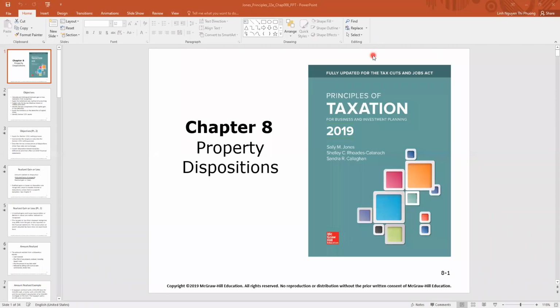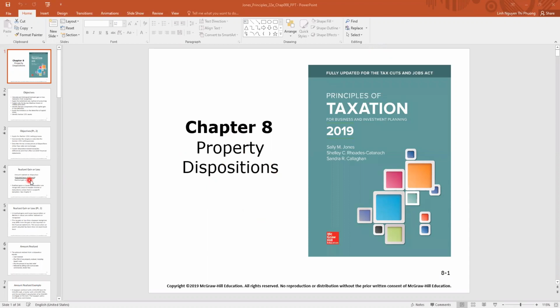Hello everyone. Today we're going to look at property dispositions. What happens when we sell the property? What will be the gain or loss that we realize or recognize when we sell property? And how do we pay tax on that property? So we're going to look at that today.